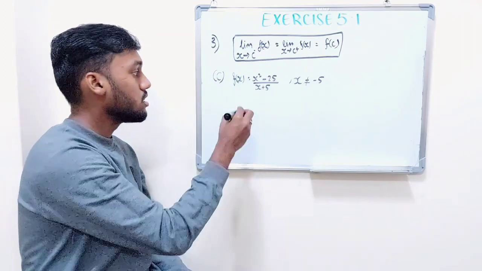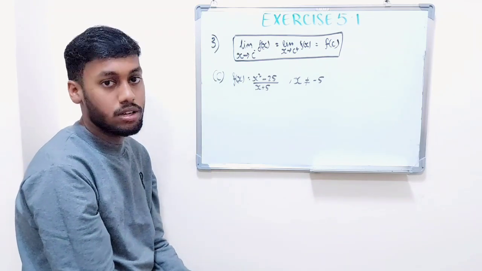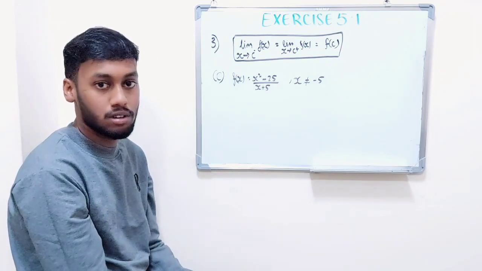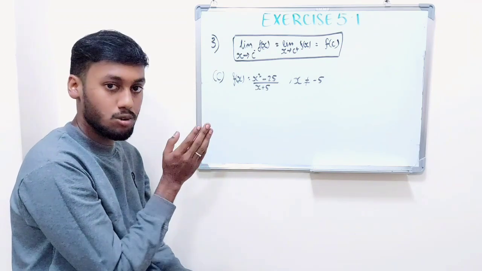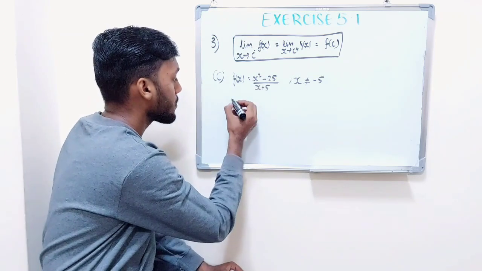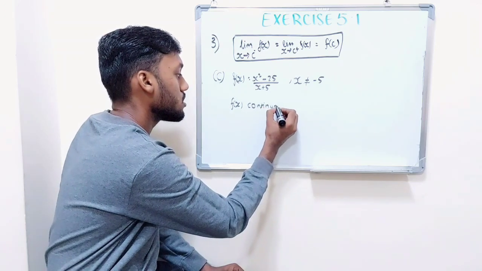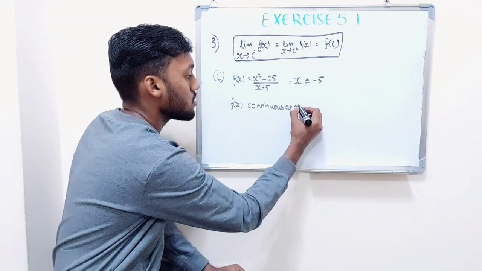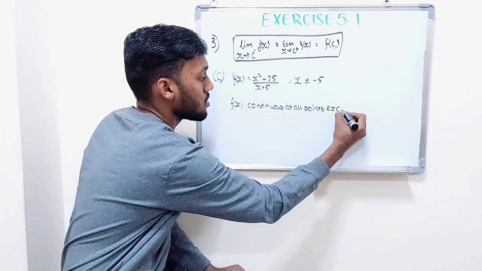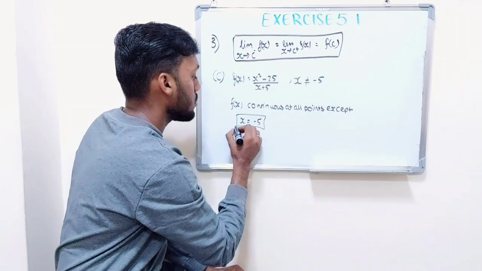What will we get? Denominator will become 0, hence the function will become not defined or infinite. Hence we can say that function is continuous at every point except x equal to minus 5. The very similar question as what we saw in question B. So we can say that f of x is continuous at all points except x equal to minus 5. This is how we solve this question.